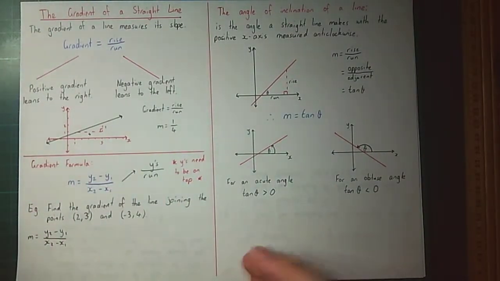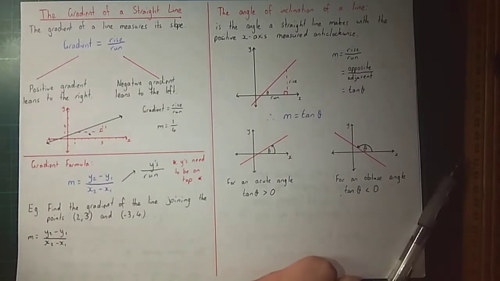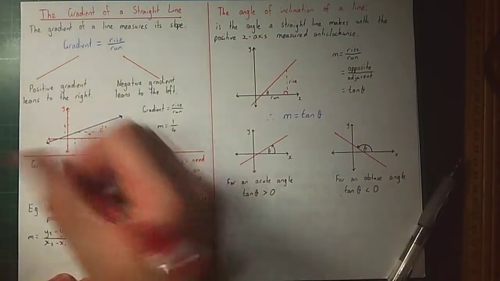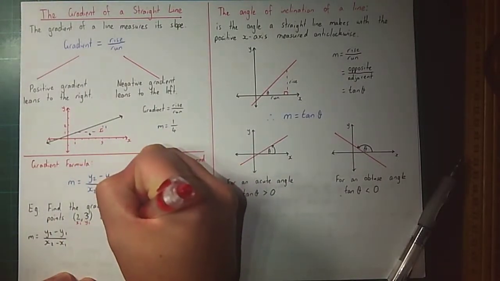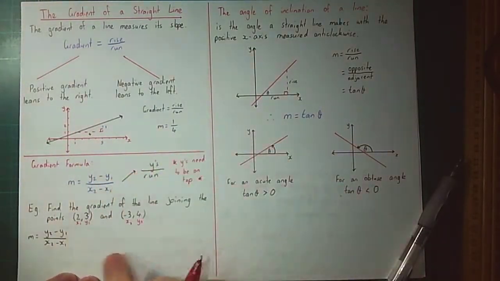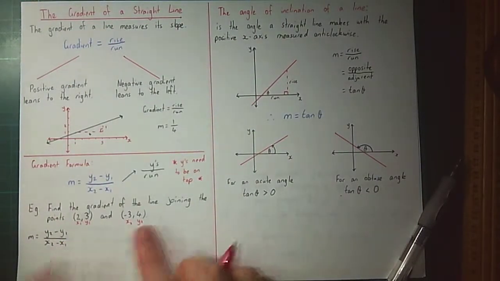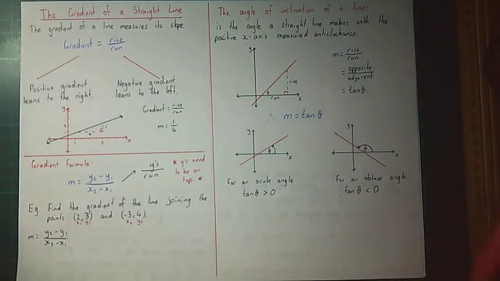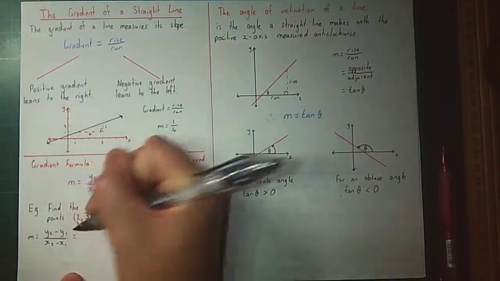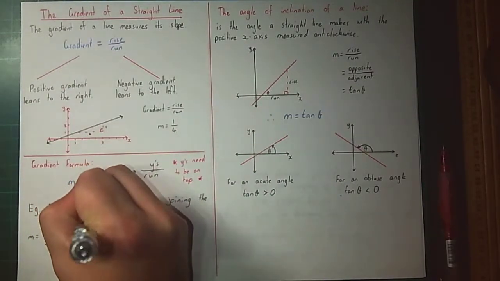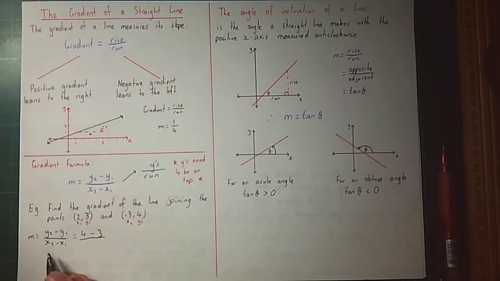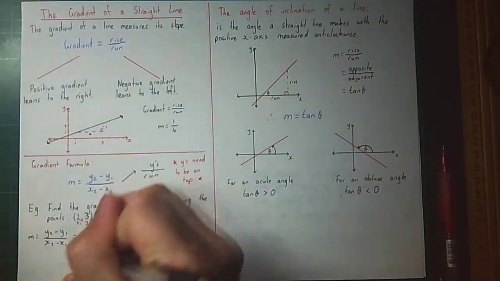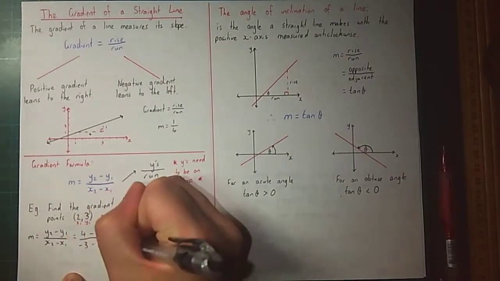Okay, so now let's input these, but first let's label. We need to figure out what we're actually going to be working with. So this is going to be our x1, y1, x2, y2. It doesn't matter which one's which, as long as you've labeled them and you use them correctly with the formula. So now we've got that, let's input these values. We've got y2, which is 4, minus y1, which is 3, over x2, which is negative 3, minus x1, which is 2.